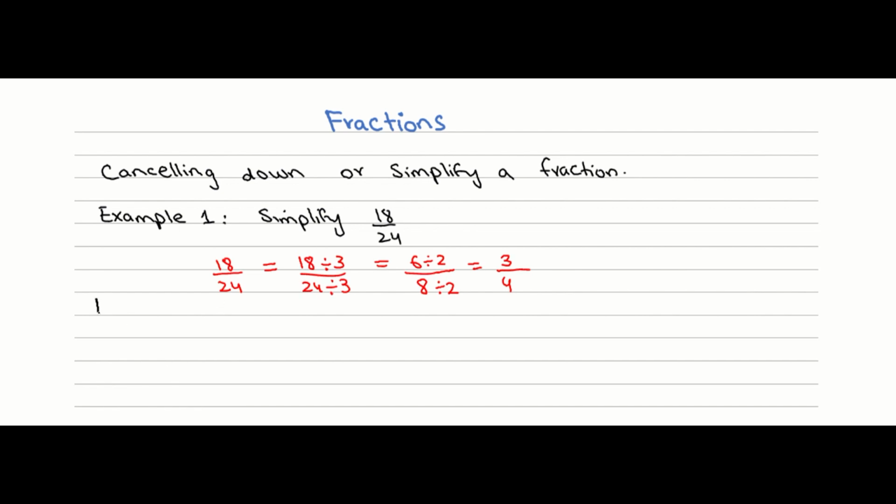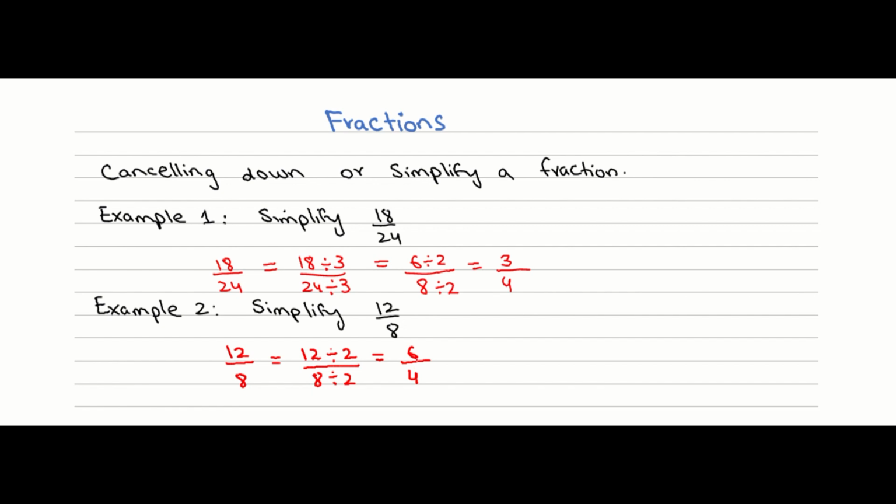Let's discuss some more examples. So example 2 is simplify 12 over 8. So we have the number 12 over 8. We can divide 12 by 2 and we can divide 8 by 2 as well. So it means we can take the number 2 and divide 12 by 2 and divide 8 by 2 as well. So 12 divided by 2 gives you 6 and 8 divided by 2 gives you 4.